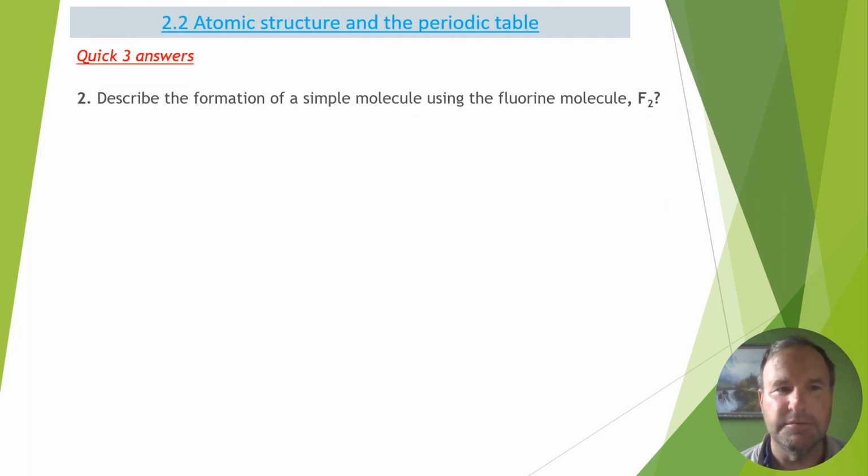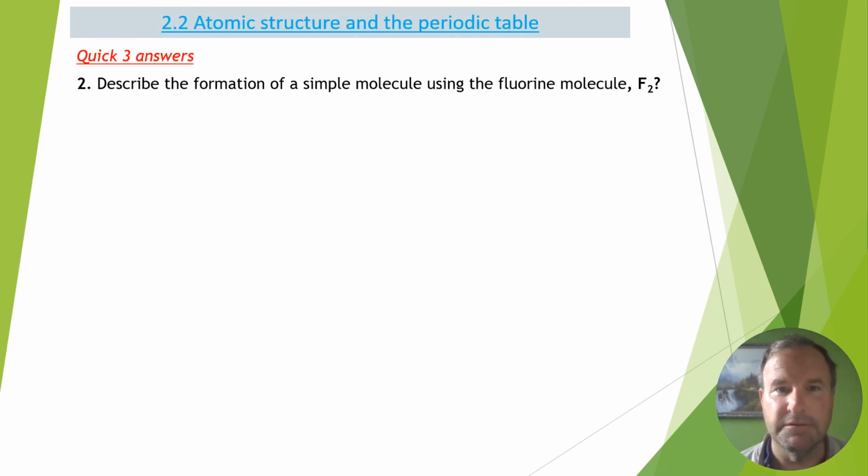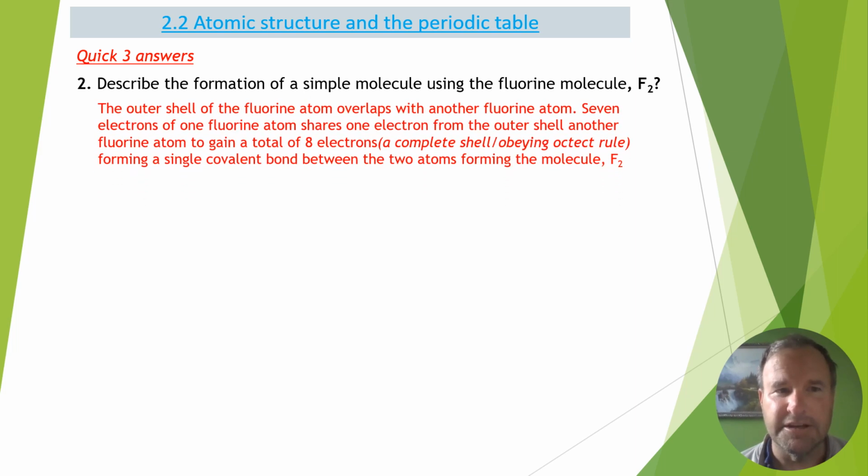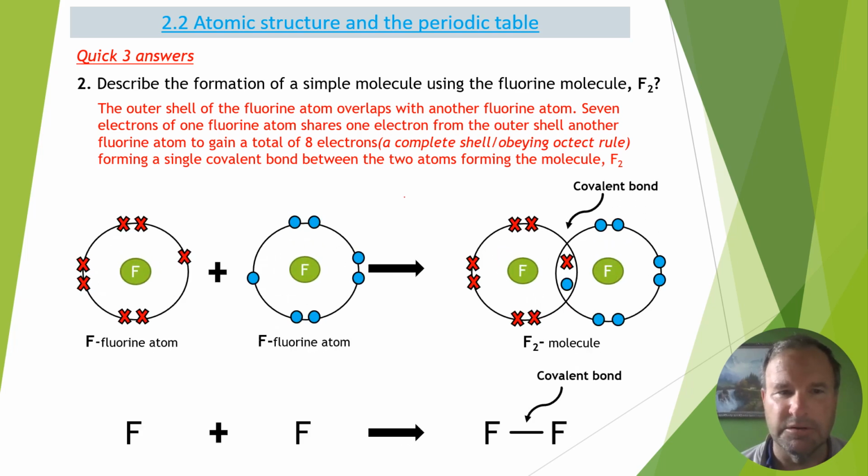Here's number 2. Describe the formation of a simple molecule using the fluorine molecule, F2, in words. Here's a suggested answer. The outer shell of a fluorine atom overlaps with another fluorine atom. 7 electrons of one fluorine atom shares 1 electron from the outer shell of another fluorine atom to gain a total of 8 electrons. So here we're completing a full outer shell, obeying the octet rule, so it forms a single covalent bond between the two atoms, F2. Here's what it looks like in the ring method and in the stick method.